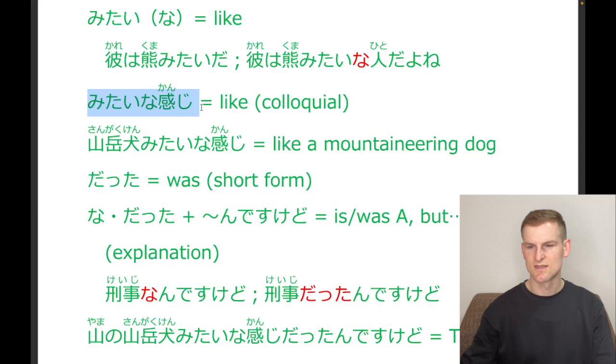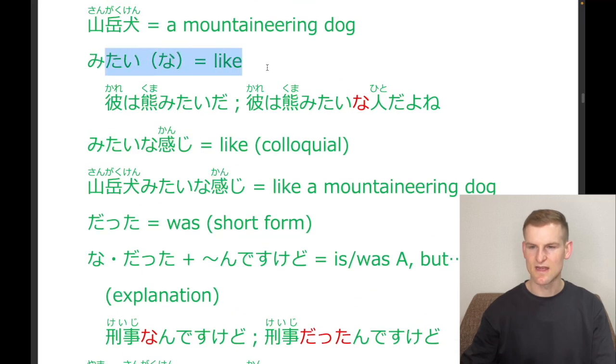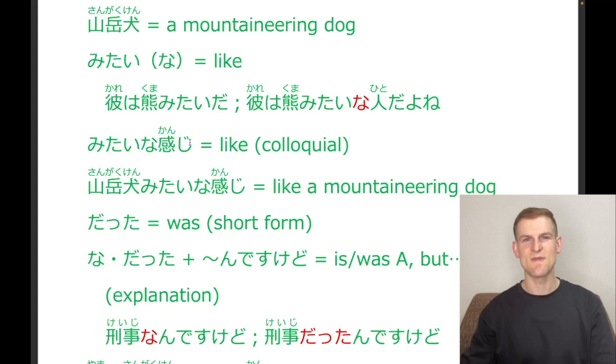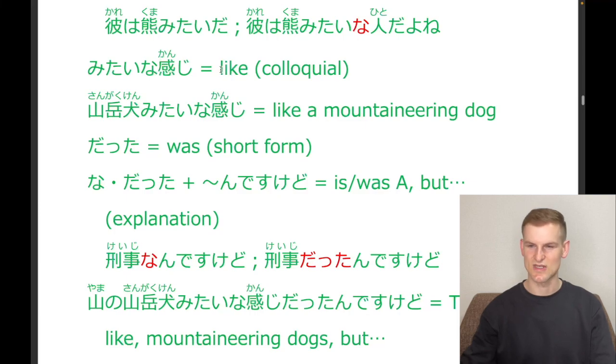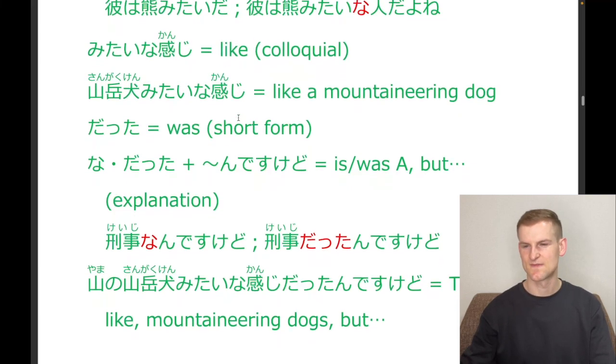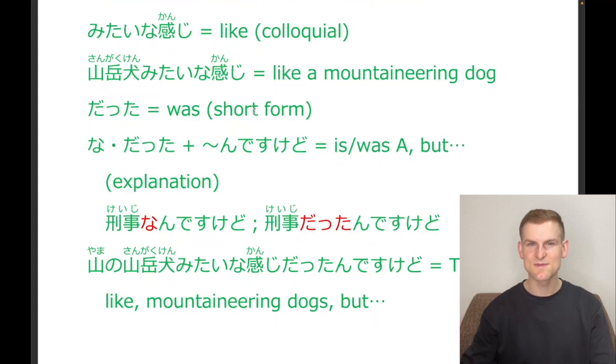Okay, and so here we use this with kanji. みたいな感じ. みたいな means like, right? And kanji means feeling. So you combine those together and you end up with this very vague phrase. Basically you can just translate it as like. Very vague phrase, so kind of convenient if you can't be specific or you don't want to be specific. So 山岳犬みたいな感じ. He's like a mountaineering dog. And I got the impression in this dialogue that he's referring to the species of dog in general, not his specific dog. 山岳犬みたいな感じ.